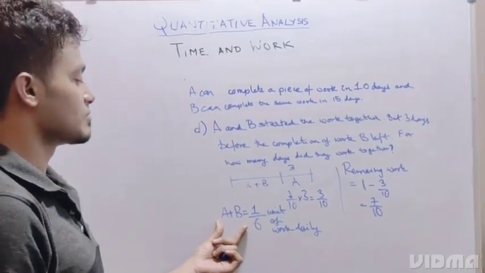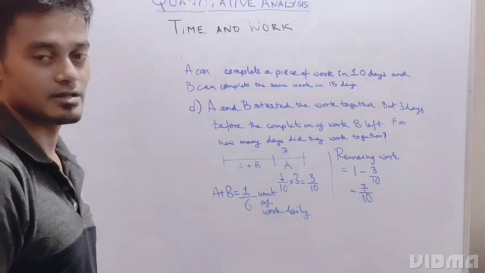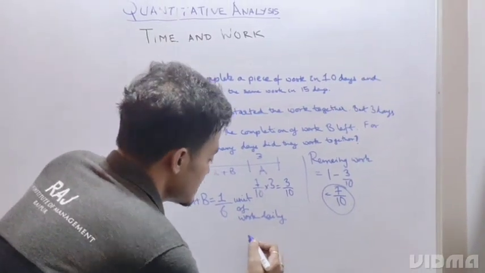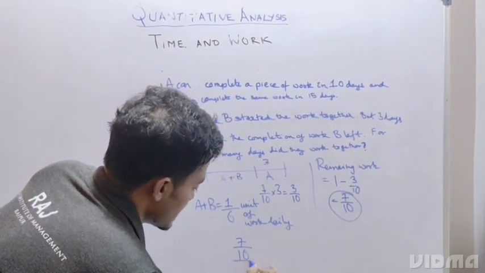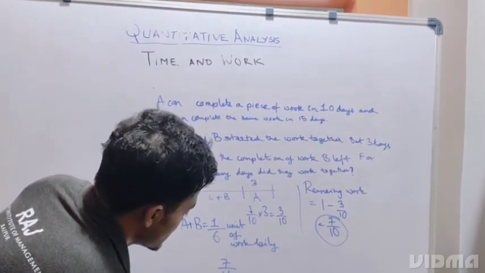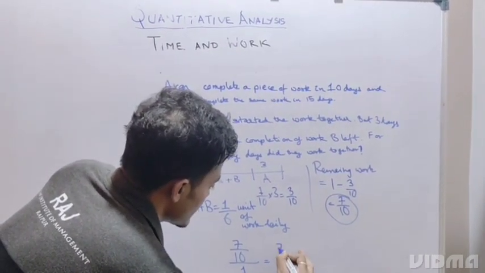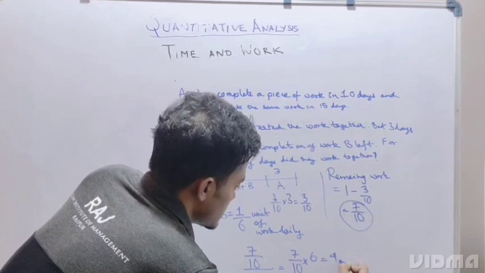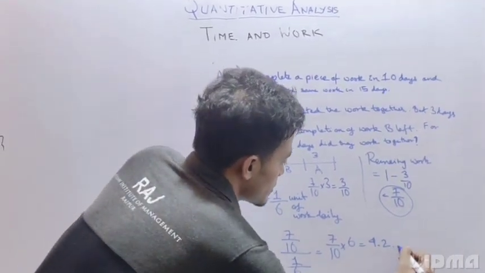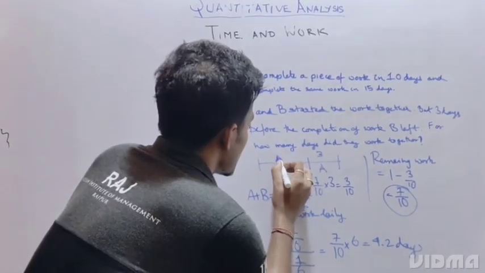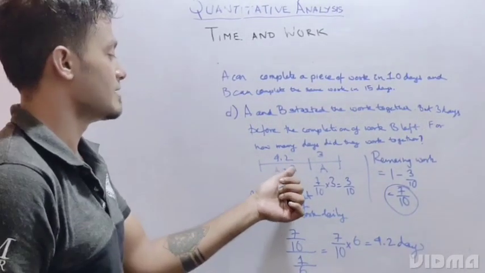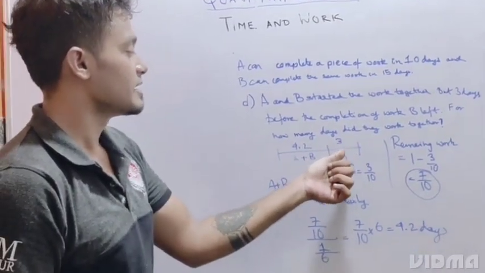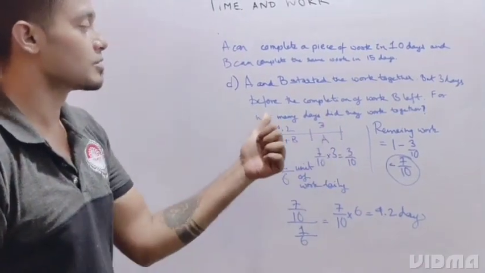A plus B, if they work together, they do 1/6 of the work daily. Therefore, for them to complete the remaining work, which is 7/10, they will take 7/10 divided by 1/6. So that is equal to 7/10 into 6, which is 4.2. Simple. So 4.2 days. Over here I can write 4.2 days. So A and B worked for 4.2 days together, and then for the remaining 3 days, A worked and completed the whole work or whole project.